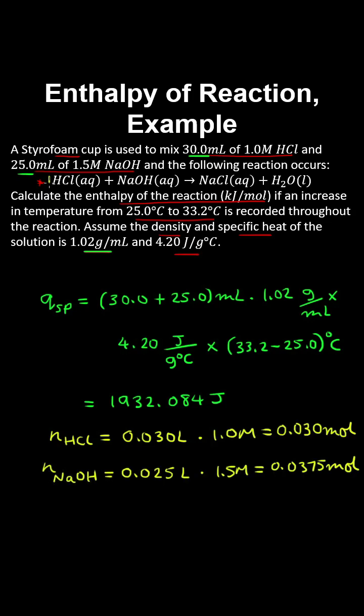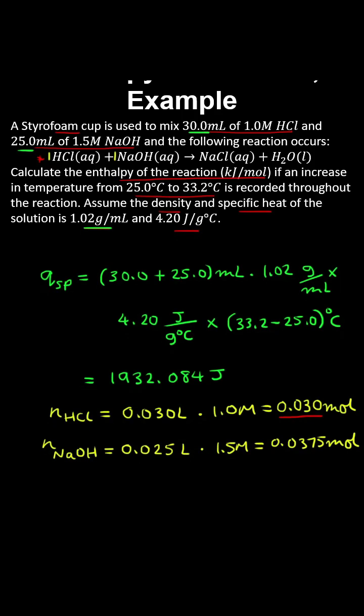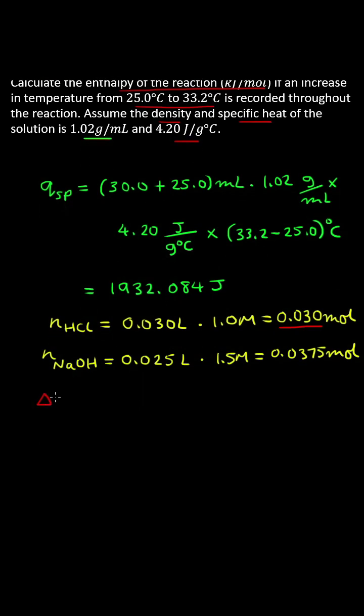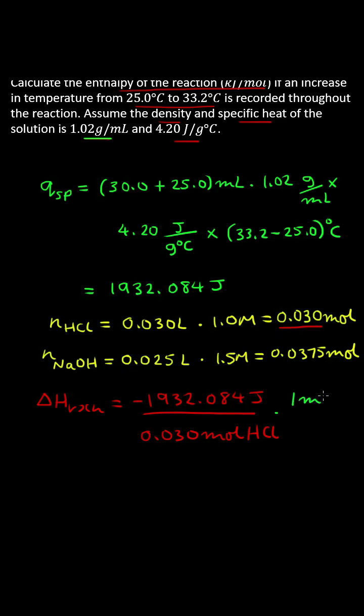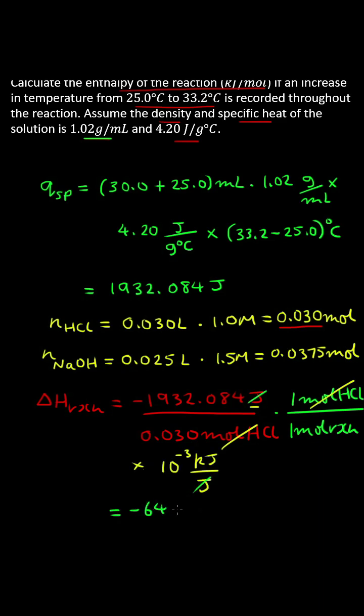So here you have a 1-to-1 ratio between the moles of hydrochloric acid and sodium hydroxide, so hydrochloric acid is the limiting reactant. And the enthalpy of the reaction is the negative of the heat absorbed by the solution over the number of moles of the limiting reactant, and in this problem we have 1 mole of hydrochloric acid per mole of reaction, and we convert this into kilojoules, which gives negative 64 kilojoules per mole of reaction using two significant figures.